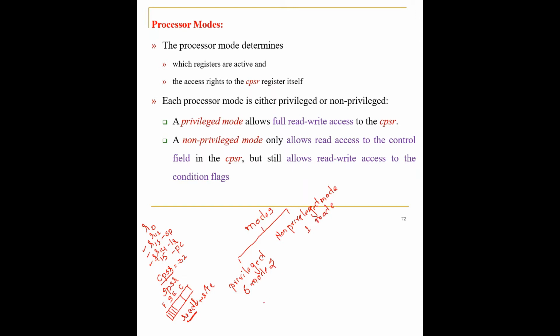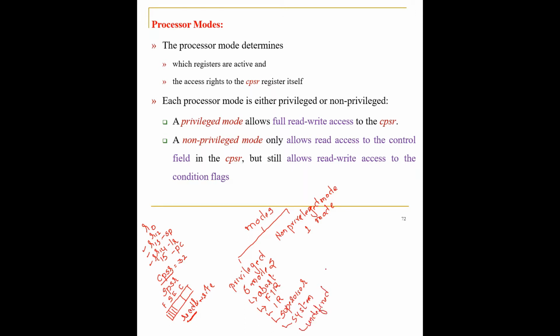These 6 different modes of this particular privileged mode are: the first one is called abort, the second one is called fast interrupt request, or you can call it FIR. The next one is interrupt request. The next one is supervisor mode. The next one is called system mode. And the last one is called undefined mode.